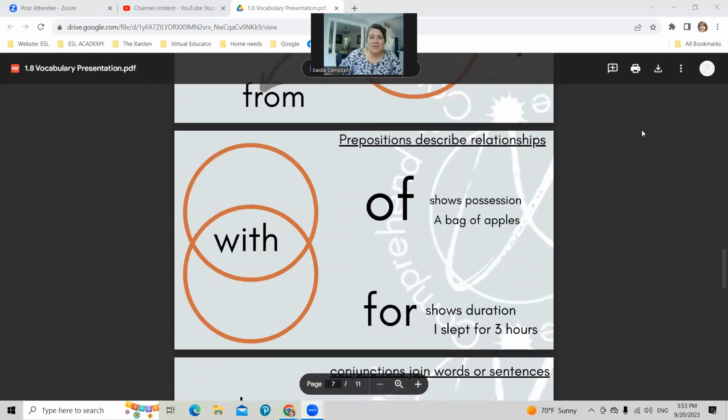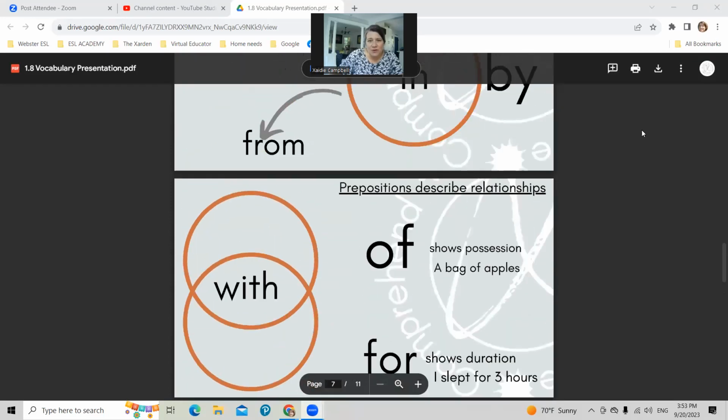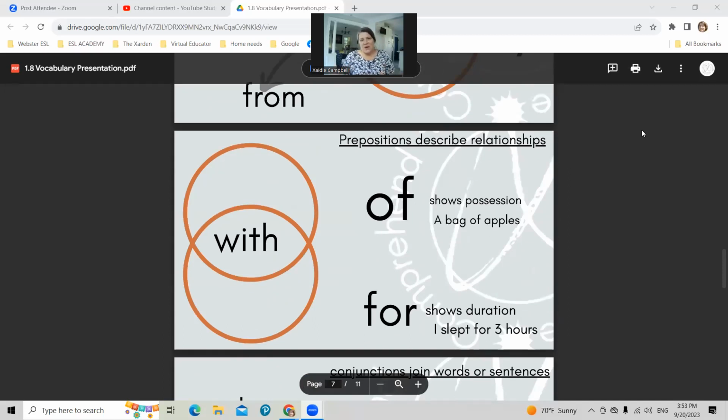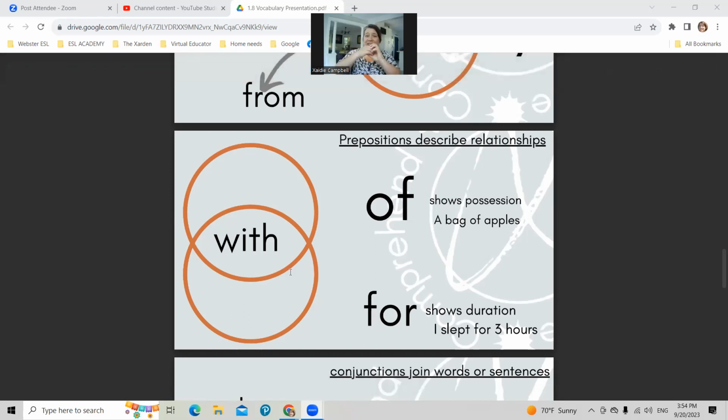Let's go on. We have 3 more prepositions. So we're getting up there with top 50 words in the US in the English language. We have with. These two circles are together. They are with each other. I work with men and women. I work with people. With. We work together.